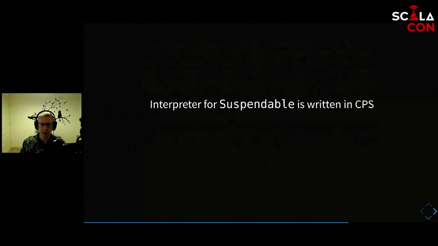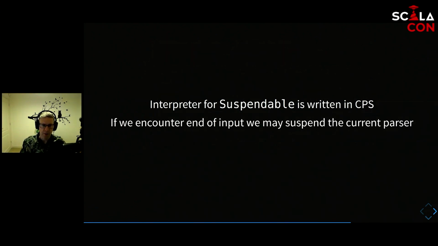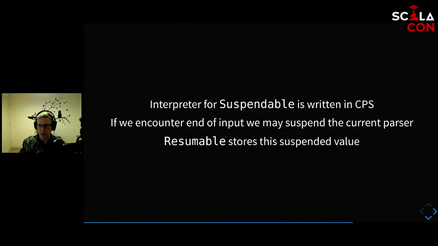So what this means is the interpreter, the parse function for suspendable, is written in continuation passing style. And if we encounter the end of the input, then we may suspend the current parser. We use the control API to determine what we do on the end of input, whether we advance, commit, or resume. And then we have that resumable type, which is storing the suspended value so that we can resume it later if additional input becomes available.